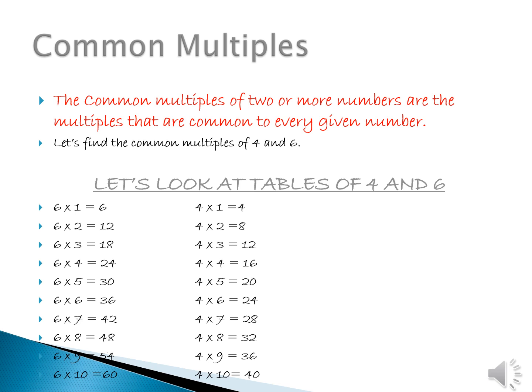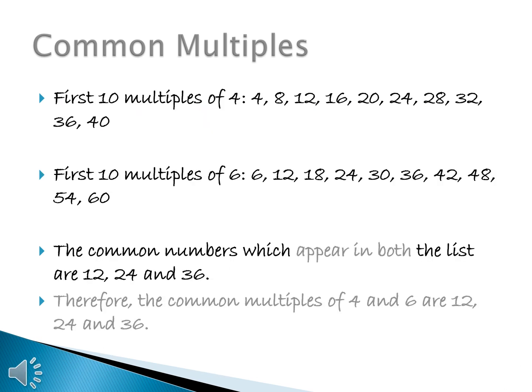So let's try to find the common multiples of 4 and 6. We have written the tables in front of you. From 6 ones are 6 to 6 tens are 60, and from 4 ones are 4 to 4 tens are 40, and we can move further also. So we have to look at the answers to find the common multiples. The first 10 multiples of 4 are 4, 8, 12, 16, 20, 24, 28, 32, 36 and 40. And the first 10 multiples of 6 are 6, 12, 18, 24, 30, 36, 42, 48, 54 and 60.